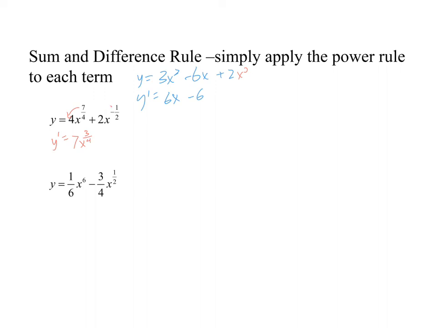The next term, do the same thing. Negative a half times 2 would be negative 1. Negative a half take away 1 is negative 3 halves. And that's it. The last one, do the same thing. 6 times 1/6 would be 1. Drop your power to a 5. And the next one, 1/2 times 3 quarters is 3/8. Drop your power to negative 1/2.